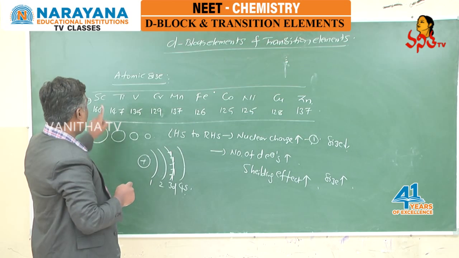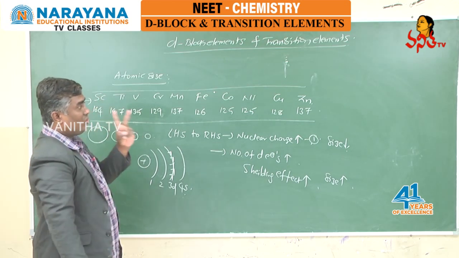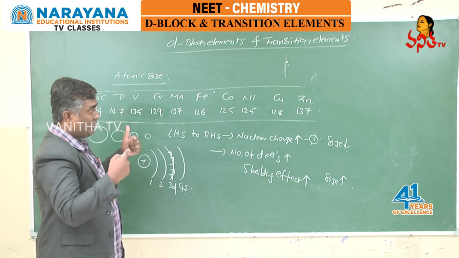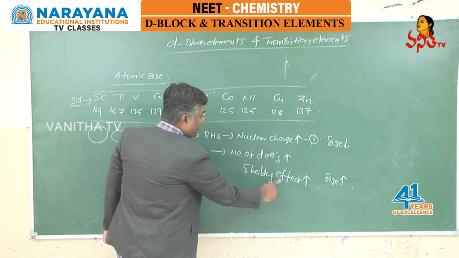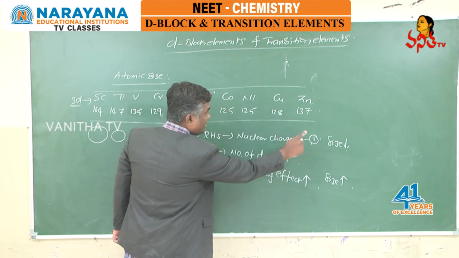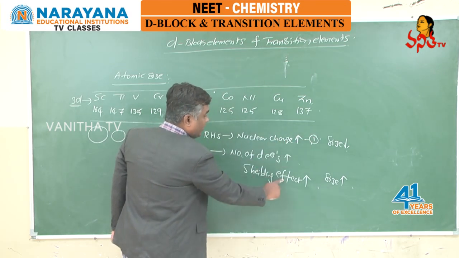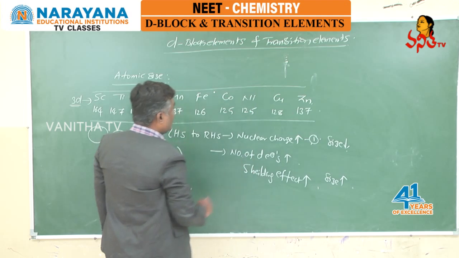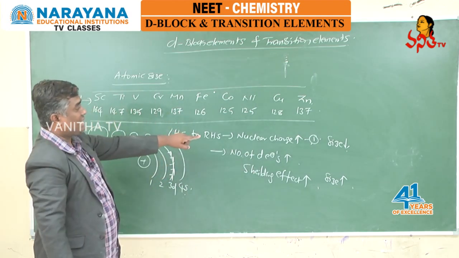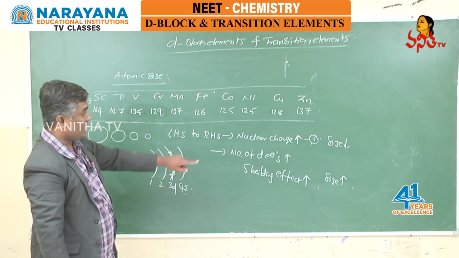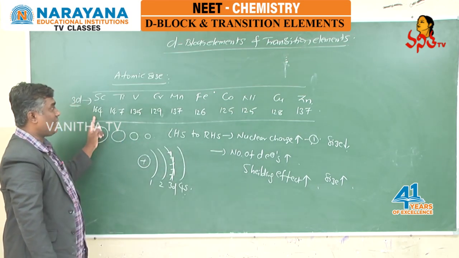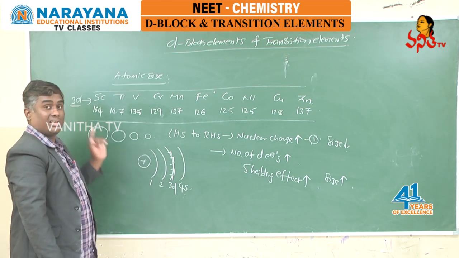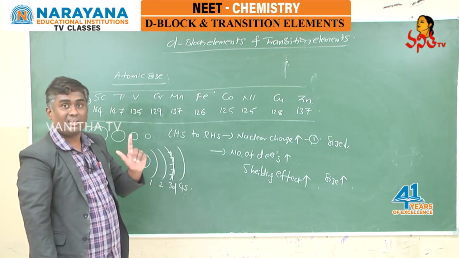I repeat once again, scandium to zinc two factors are working, they are working in opposite direction. What are they? Nuclear charge and shielding effect. If nuclear charge is increased, size should decrease. If shielding effect is increased, size should increase. If nuclear charge is dominating, size is decreasing; if shielding effect is dominating, size should increase. Because of these two factors only, atomic size is not regularly changing, it is changing irregularly.